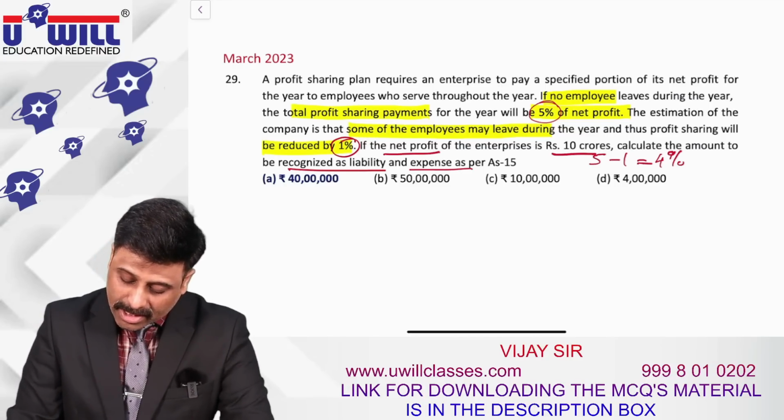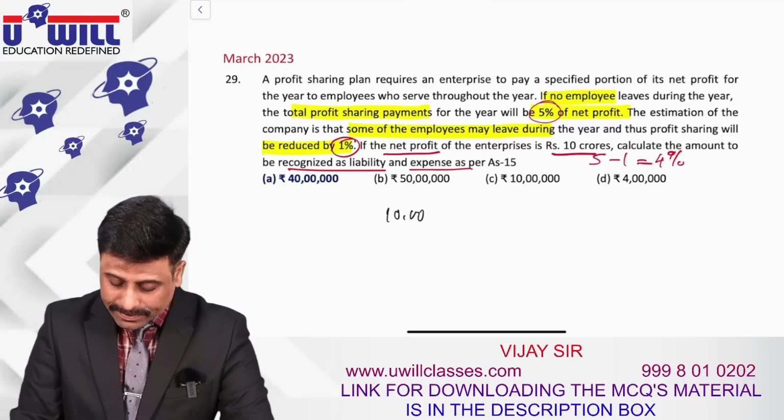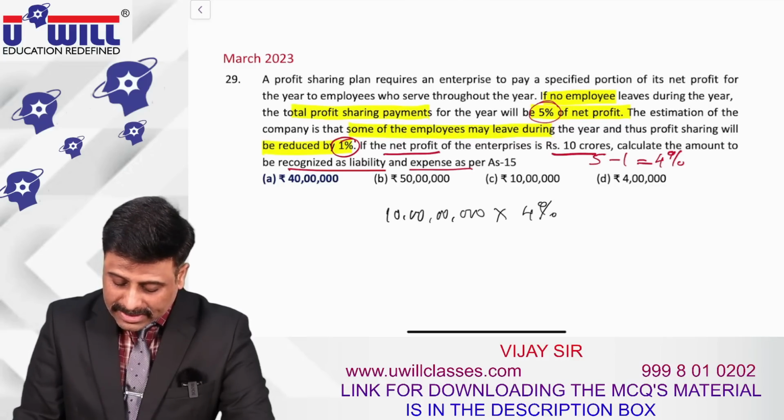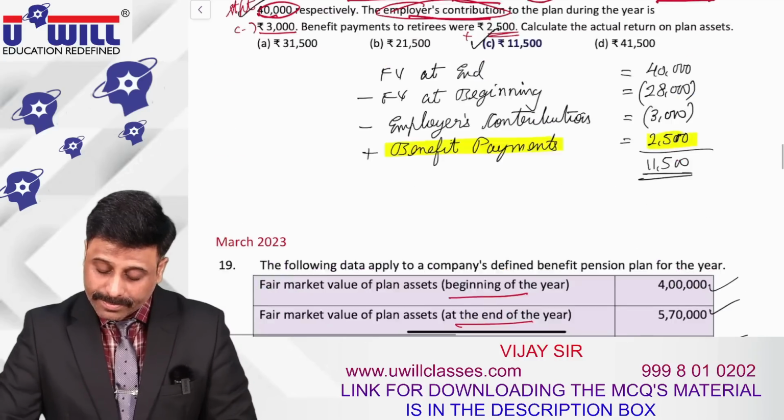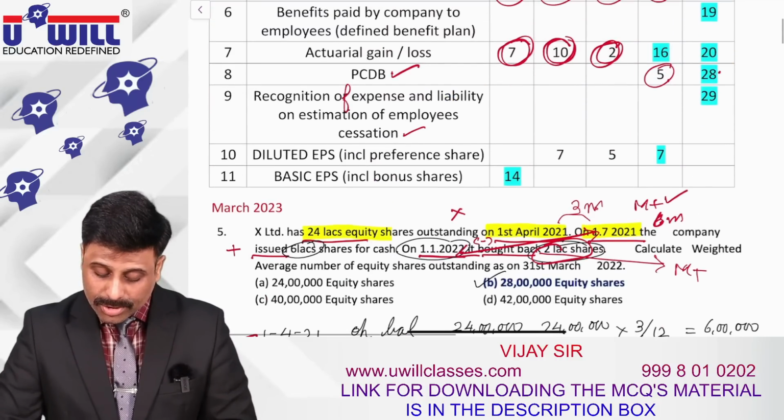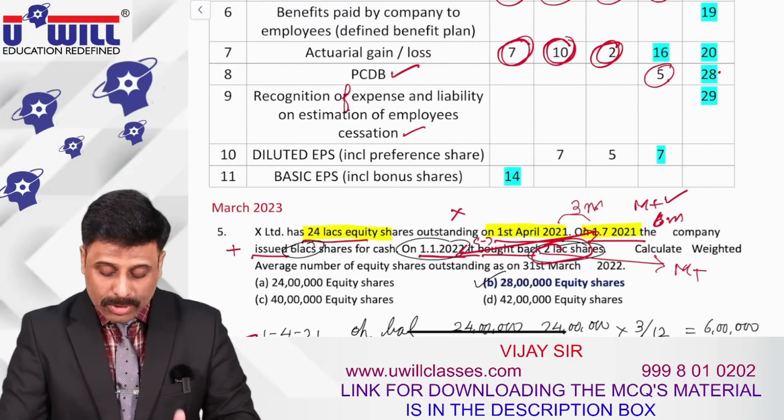Very simple, 10 crores, 4%, that is 40 lakhs. Okay, option A. I hope everyone is clear with that. Only one such question has been asked in the exam so far.